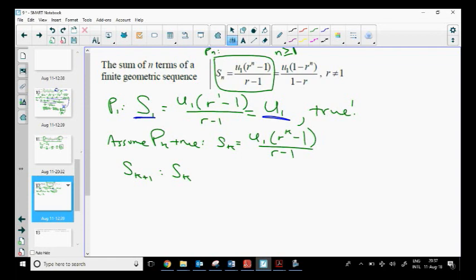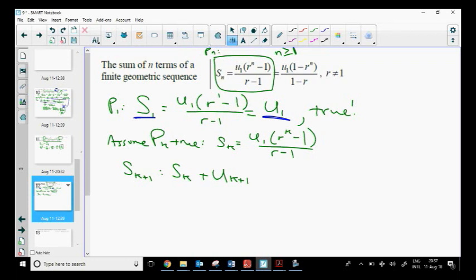the kth partial sum. So that's the sum of the first k terms plus, what would we have to add to the sum of the first k terms to get the sum of the first k plus 1 terms? Well, we're just missing one term. We're missing the k plus 1th term. So I can call that u sub k plus 1.